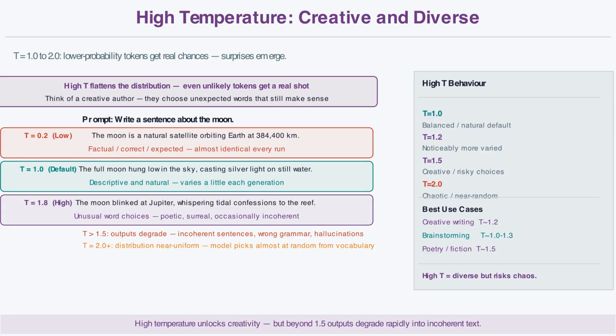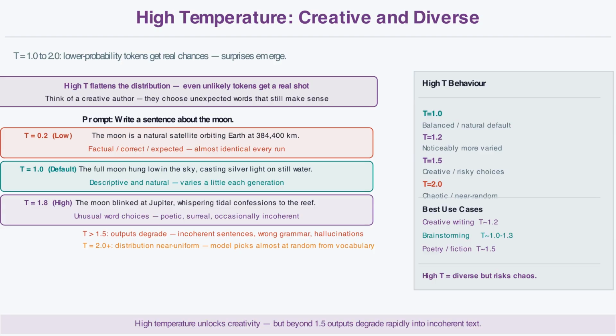Look at the 3 outputs from the same prompt. Write a sentence about the moon. At T equals 0.2, you almost always get the same factual sentence. The moon is a natural satellite orbiting Earth at 384,000 kilometers. At T equals 1.0, you get natural, descriptive prose that varies a little each run. At T equals 1.8, the model starts choosing unusual, poetic words. Sometimes beautiful, sometimes strange. The moon blinked at Jupiter, whispering tidal confessions to the reef. That sentence could only come from a high temperature setting.